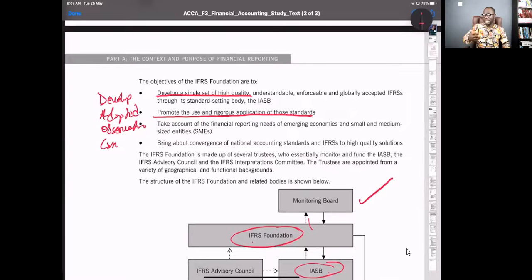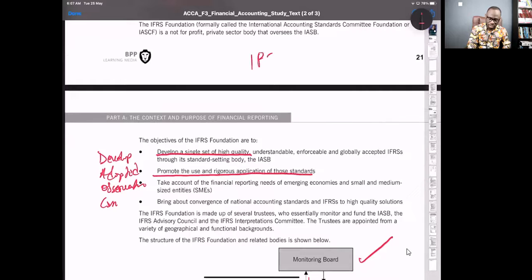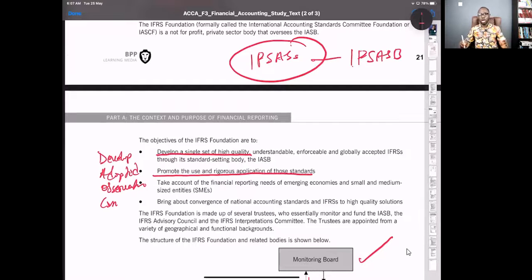That is why in Ghana here now, we are using the IPSAS, International Public Sector Accounting Standards. These are accounting standards developed by the International Public Sector Accounting Standard Board, and they are standards developed for the public sector organizations. And Ghana has adopted this IPSAS in that case. And you will learn about this later on in level 2 when you are doing public sector accounting and finance.